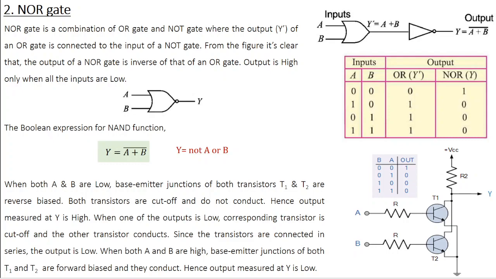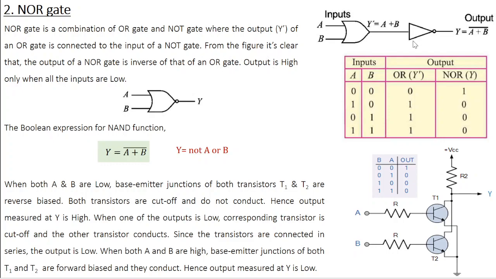The second important combinational logic gate is the NOR gate. As the name suggests, this is a combination of OR gate and NOT gate, where the output Y prime of the OR gate is connected to the input of a NOT gate. Okay. So from the figure, it's clear that the output of a NOR gate is the inverse of that of an OR gate. Right.